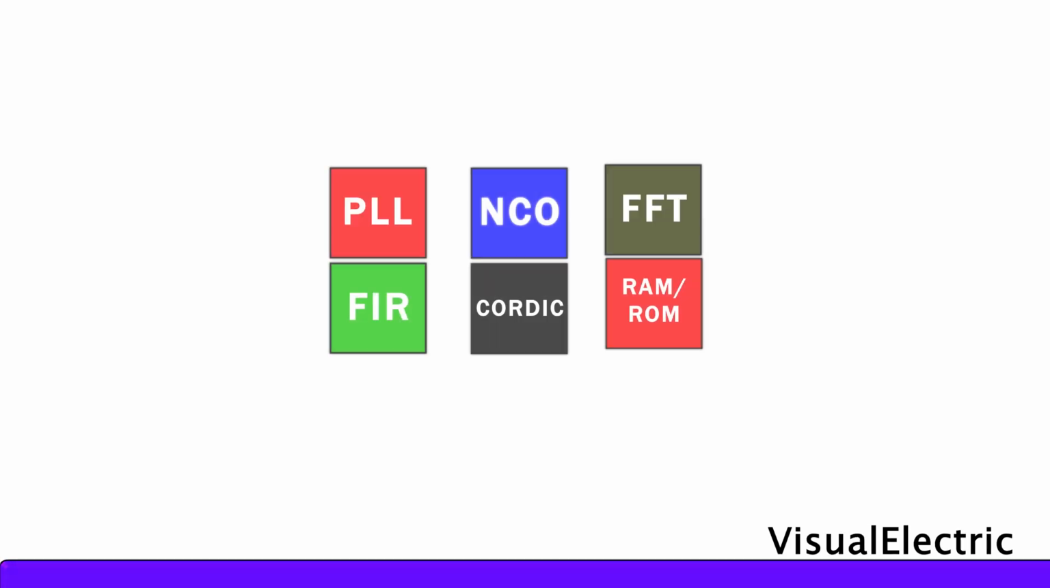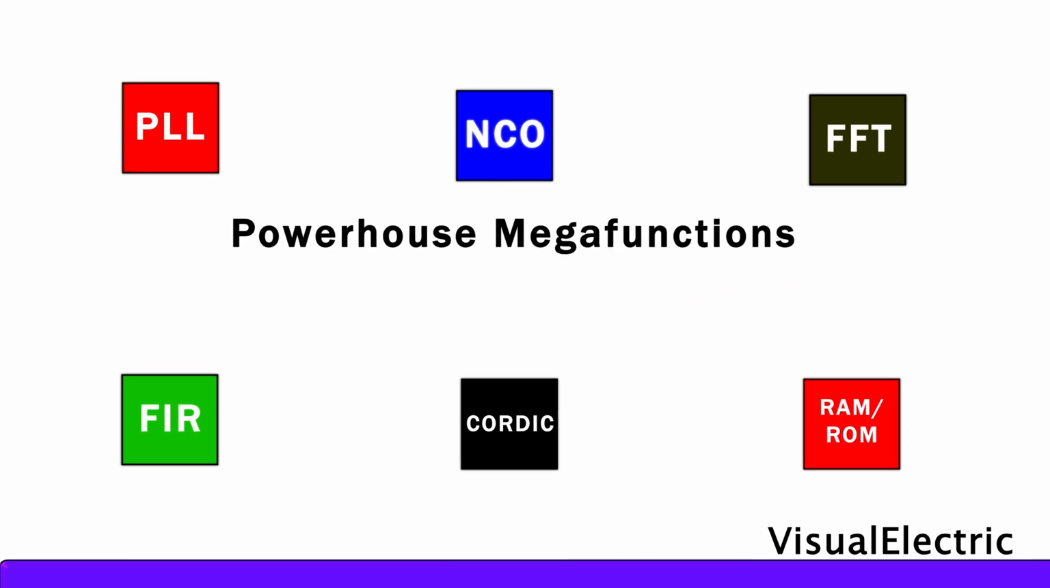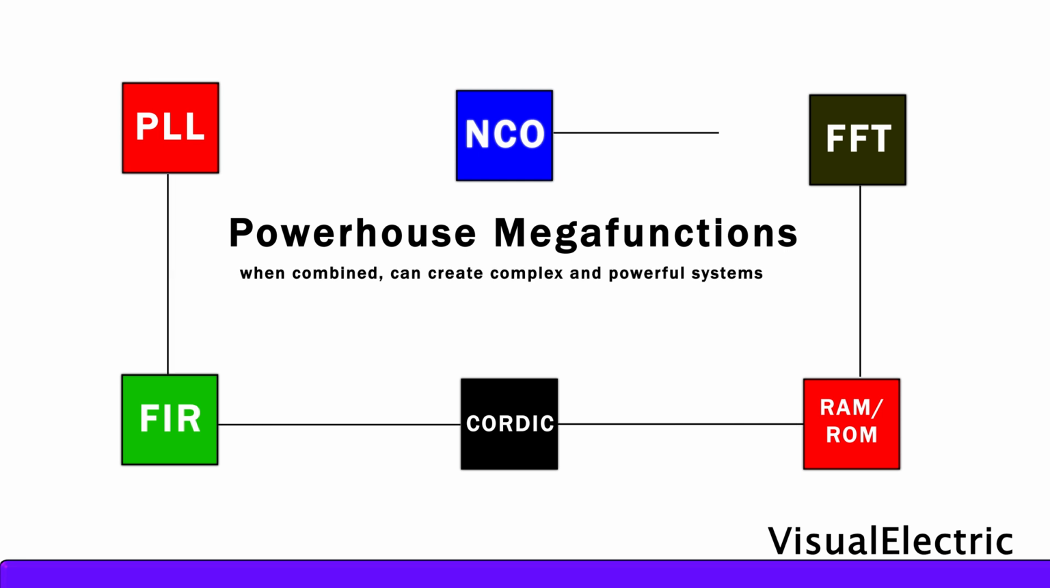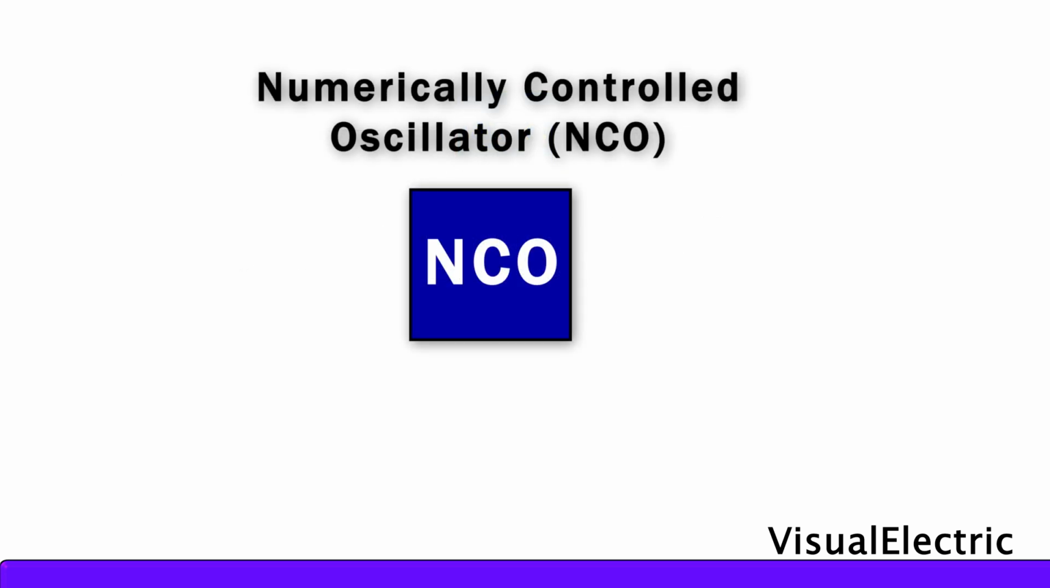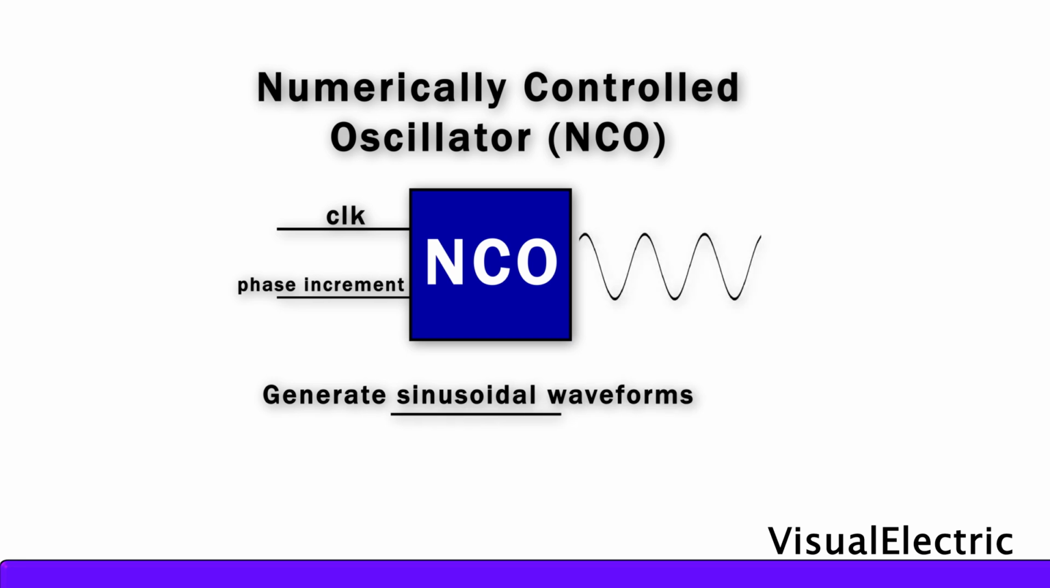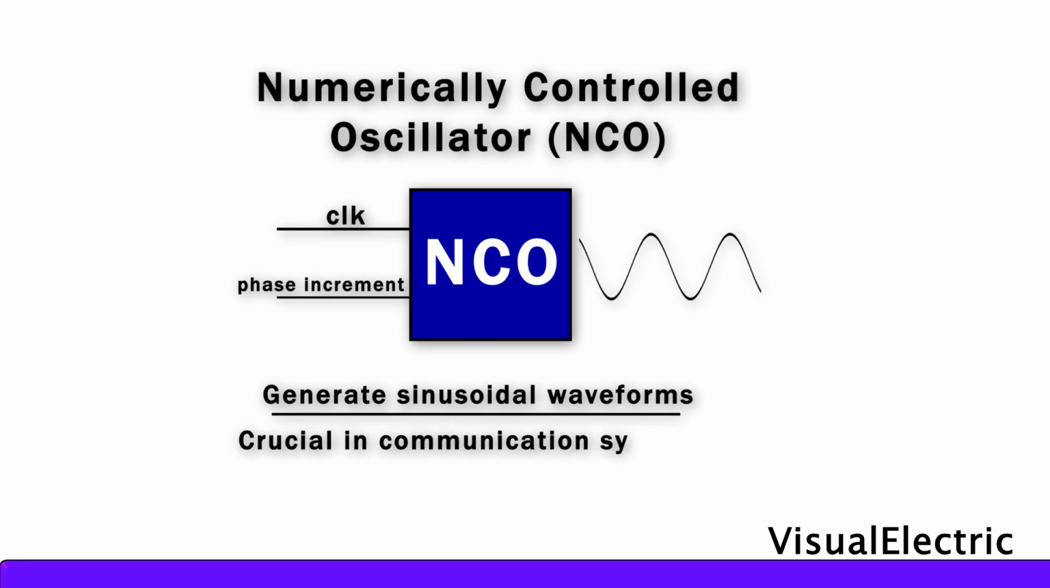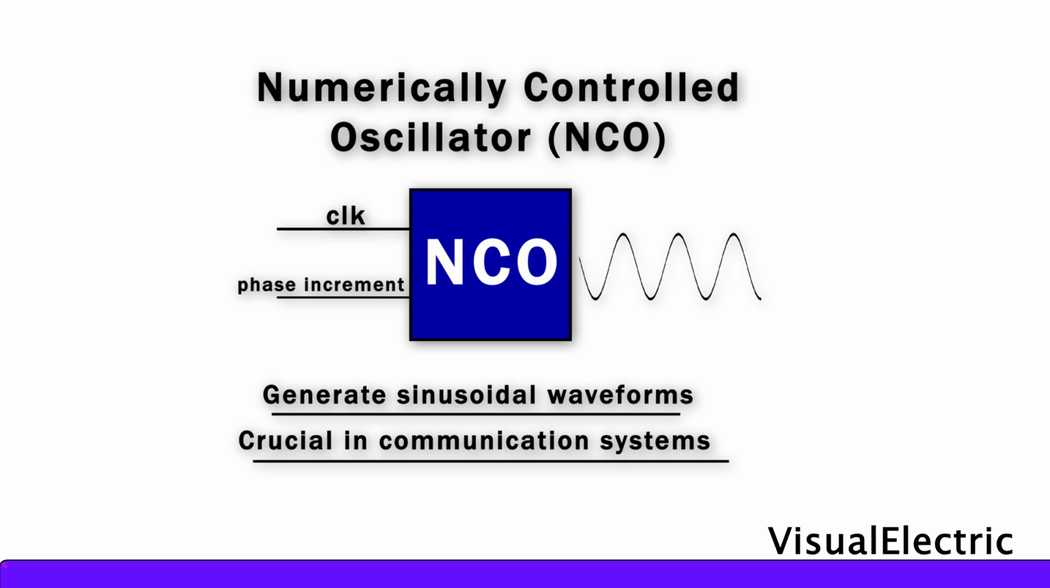So this one focuses on one of my favorite mega functions, well, probably my second favorite mega function, the NCO, Numerically Controlled Oscillator. If you don't already know, mega functions are important tools in the armory of an FPGA digital designer, and the NCO is possibly the most widely used in communication systems and waveform generation, and for good reason. These allow you to generate sinusoidal waveforms at a frequency chosen by the designer. But there's much more to NCOs than just signal generation.